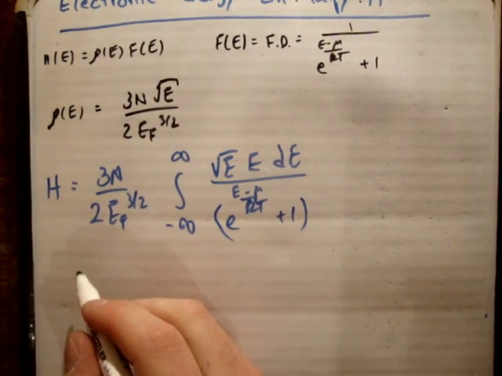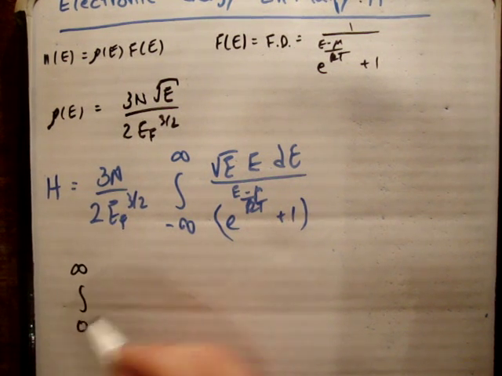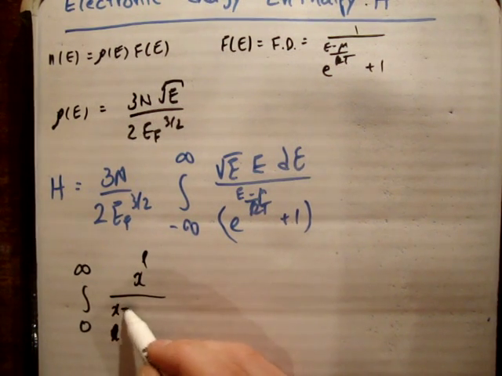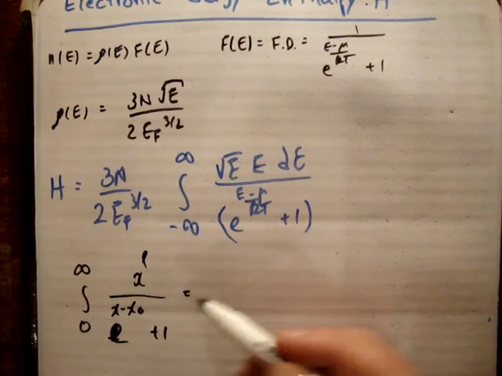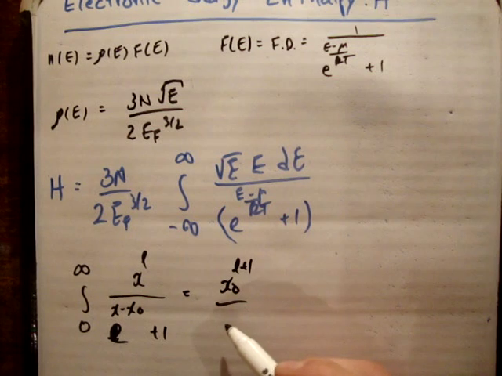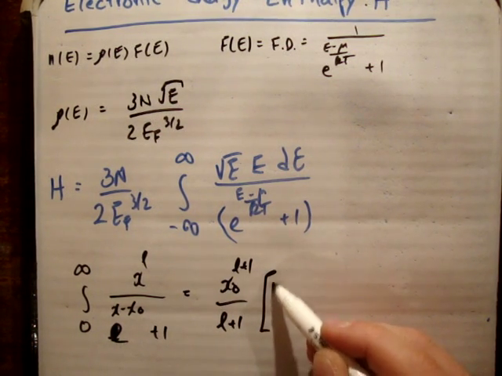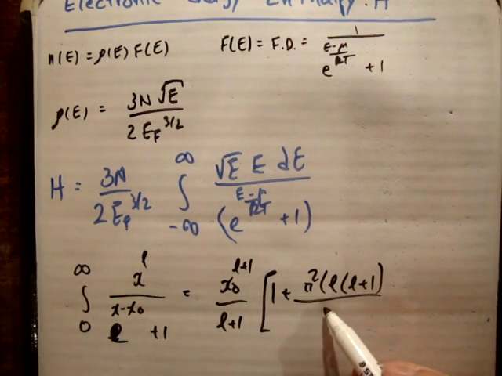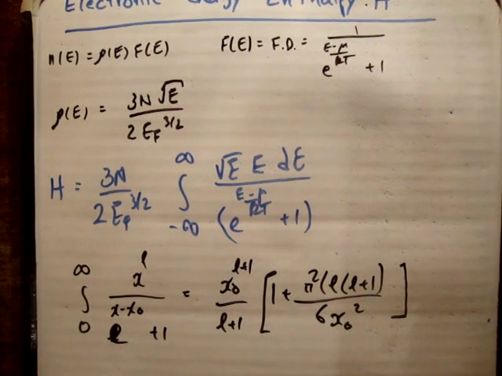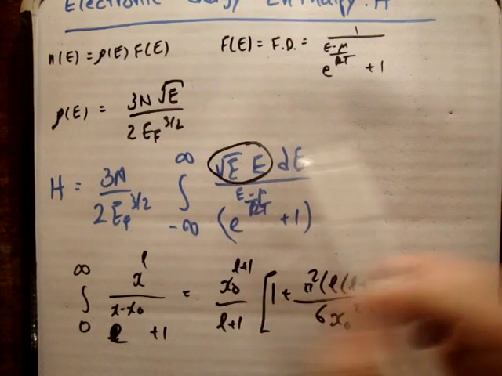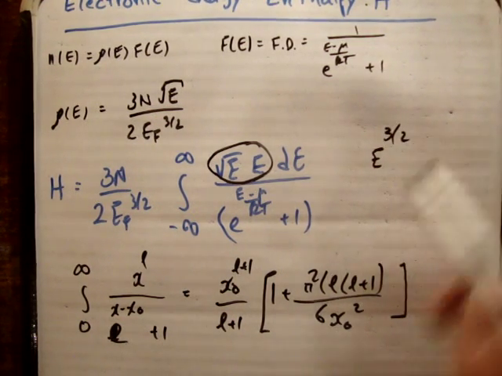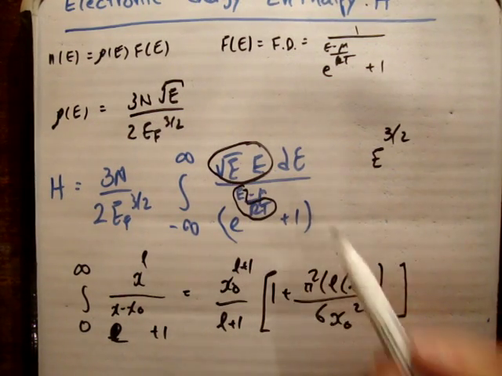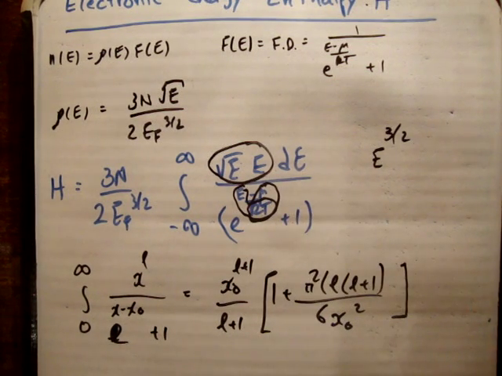So very quickly, to write down the Sommerfeld expansion, it's the following. It's for doing really complicated integrals. So we have an integral of the following form, x to the l over e to the x plus 1, which is equal to x0 to the l plus 1 over l plus 1, multiplied by 1 plus pi squared l times l plus 1 divided by 6 times x0 squared. That's the Sommerfeld expansion. So in this case, E times the square root of E gives E to the 3 over 2. So l is going to be 3 over 2. Our x is going to be E over kT, and our x0 is going to be mu over kT. And everything else is grand.